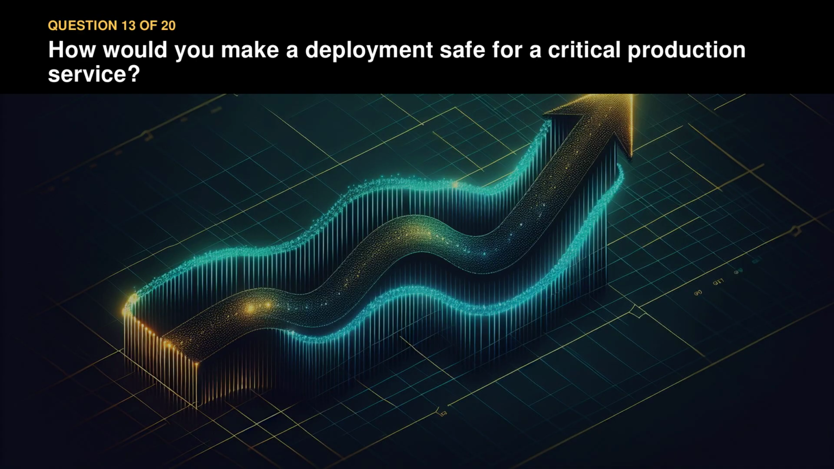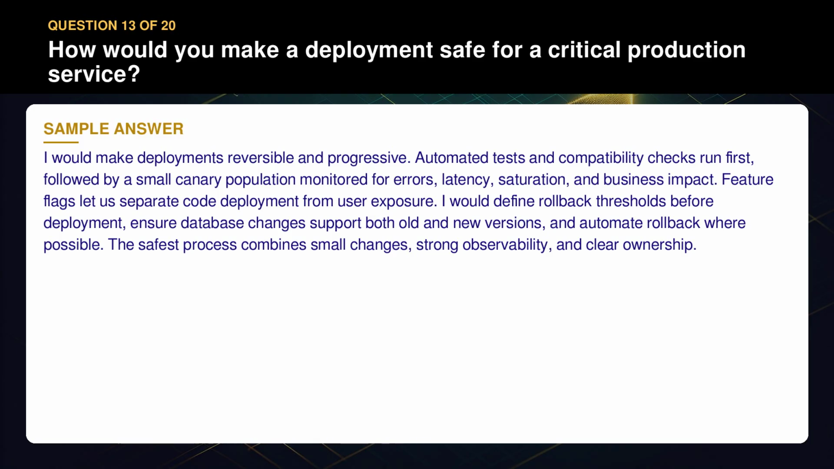Question 13. How would you make a deployment safe for a critical production service? I would make deployments reversible and progressive. Automated tests and compatibility checks run first, followed by a small canary population monitored for errors, latency, saturation, and business impact. Feature flags let us separate code deployment from user exposure.